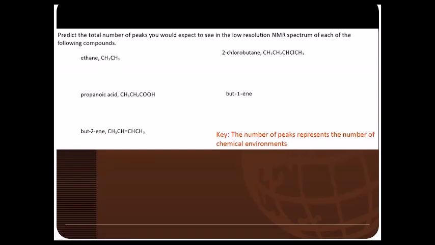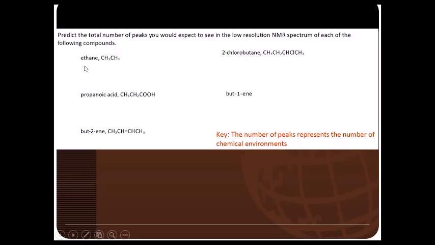Because it'll make it much easier for us to determine the different chemical environments. Now, mind you, we're still on low resolution NMR spectroscopy. We're not on the higher level yet from topic 21. We're still on topic 11.3. And again, the key thing is the number of peaks represents the number of chemical environments.